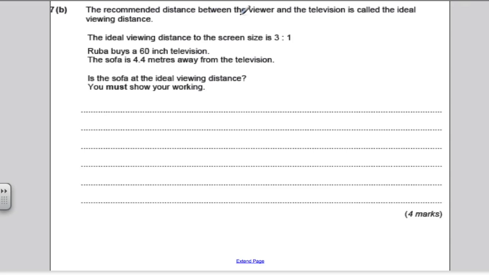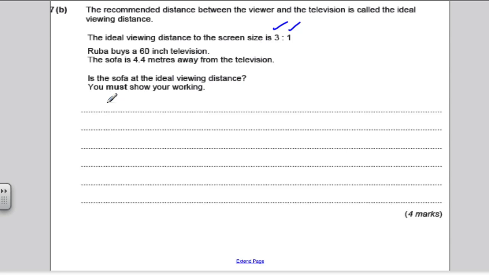Okay, the recommended distance between the viewer and the television is called the ideal distance. The ideal viewing distance to the screen size is 3:1. So let's just say what this said. This says that if we've got a screen size of say 1, then the viewing distance will be 3. Okay, Ruba buys a 60-inch television. So the sofa is 4.4 meters away from the television. Is the sofa at the ideal viewing distance?